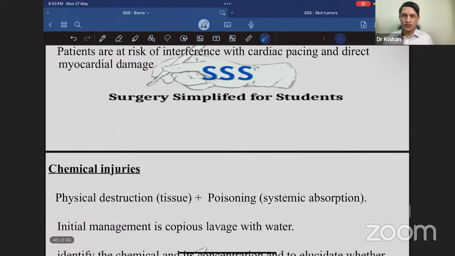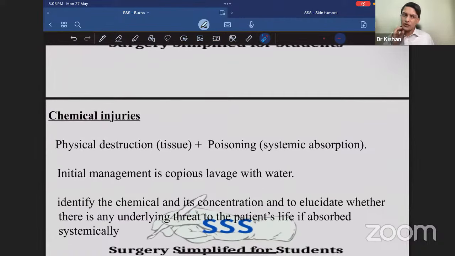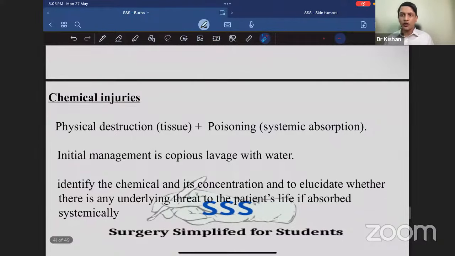Now, chemical injuries. It could be both acid or alkali that can cause injuries. Not very important, just know it can cause 2 types of injuries. One is if it spills over your tissue, it can destroy the tissue. Second, the chemicals can be absorbed into your bloodstream or other underlying tissue, and it can cause poisoning or toxicity. So 2 types of effects by chemical injury.